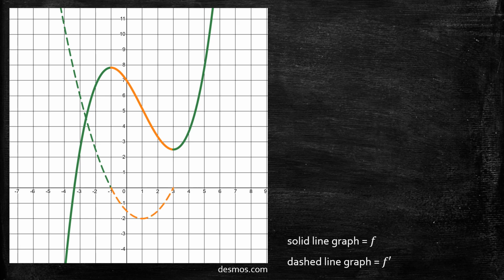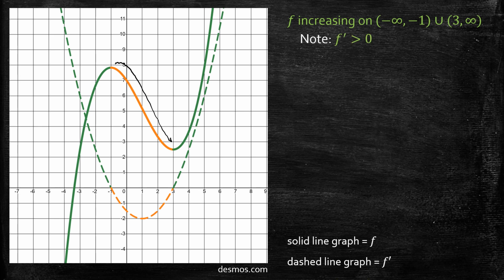And in the orange section where the function is decreasing, all along here, notice that the graph of f prime is below the x-axis. And it continues on like that. So let's summarize that. An observation we can make is that f is increasing on negative infinity to negative 1 and also 3 to infinity. And not surprisingly, the graph of f prime is greater than 0 in both those regions. You can see that the green dotted line is above the x-axis. So f we know is decreasing on negative 1, 3, and that corresponds to f prime being negative.